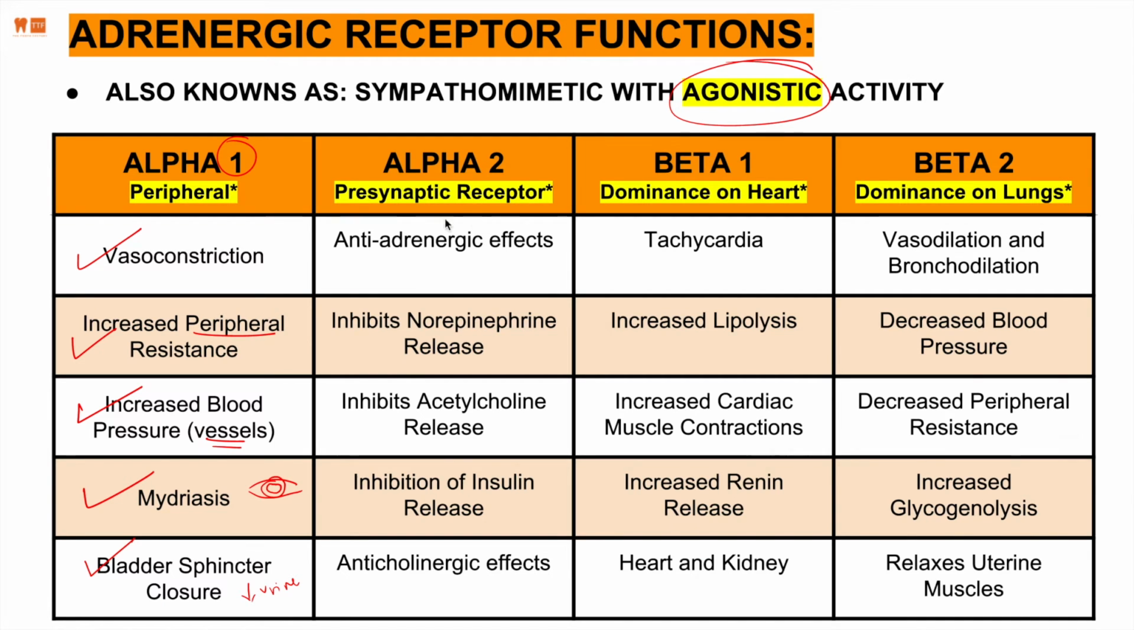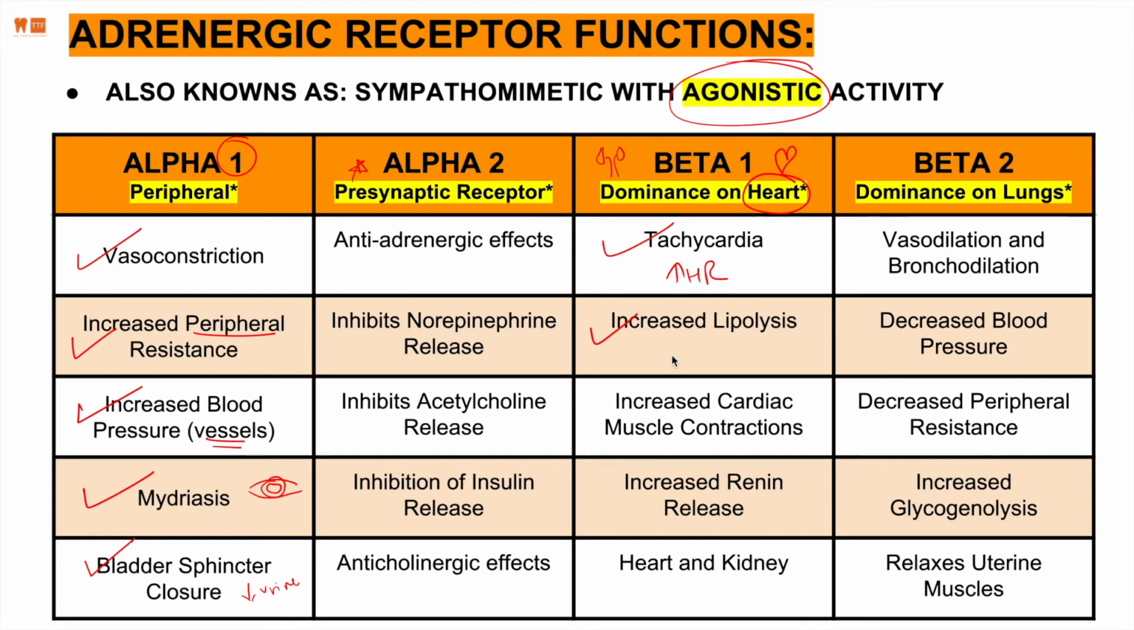Now alpha 2. Now I'll skip this for just a second, but we'll talk about this in the next slide and come back. Let's move on to beta 1. When beta 1 is activated, we know that the actual dominance is definitely on heart, but it can also act on the kidneys. Okay, so let's talk about beta 1 as a heart receptor. It can cause tachycardia, makes the heart beat faster, heart rate goes up.